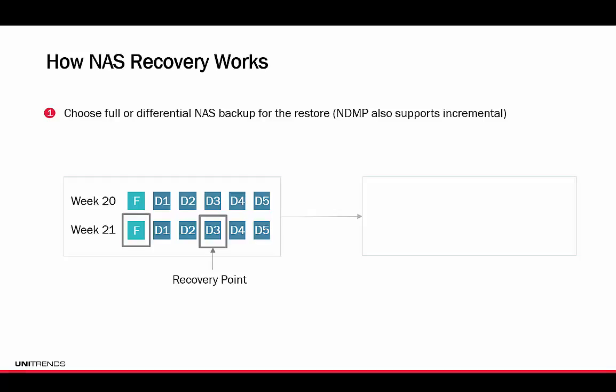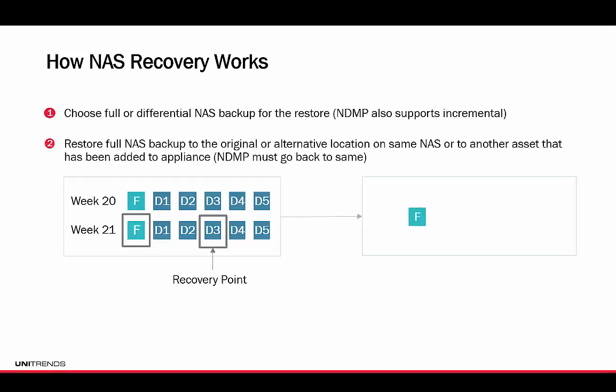When we look at recovering a NAS backup, how it works is first you're going to choose a full or differential NAS backup from your recovery points, your catalogs. You're going to choose that recovery point for the restore. NDMP, remember, supports an incremental as well. It's the same thought, but it does support an incremental. But you're going to choose that full or differential that you want to recover from. In this case, we're going to choose the recovery point of D3 of week 21.